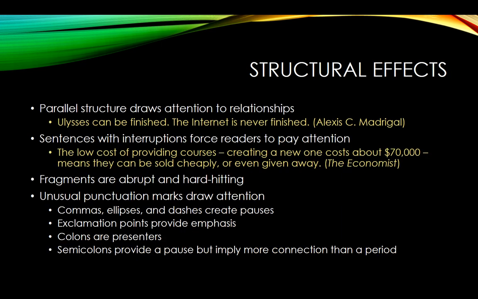We can also look at sentence structure, not just length, but how the sentence is composed to see some certain features. So for example, parallel structure in a sentence, where two things are lined up the same way, more or less. Ulysses can be finished. The internet is never finished. Parallel structure draws relationships between the two things that are not exactly the same in the sentence. So, can be finished versus is never finished. Ulysses versus the internet. It draws those relationships.